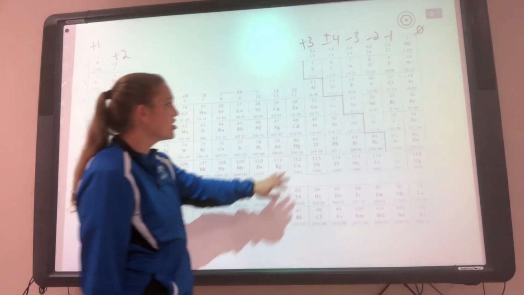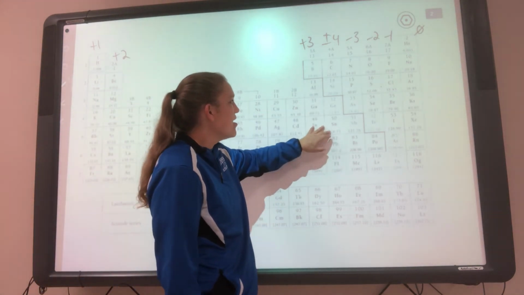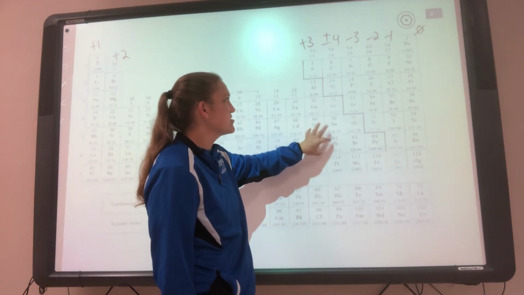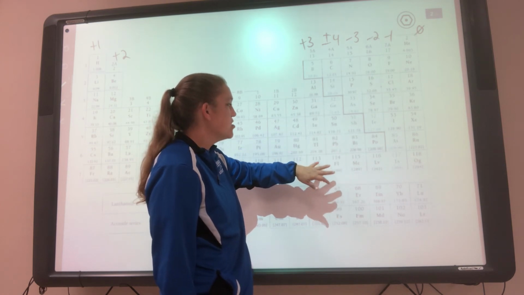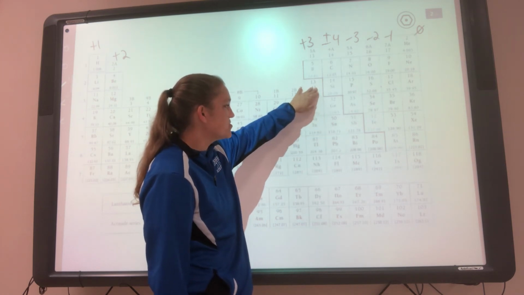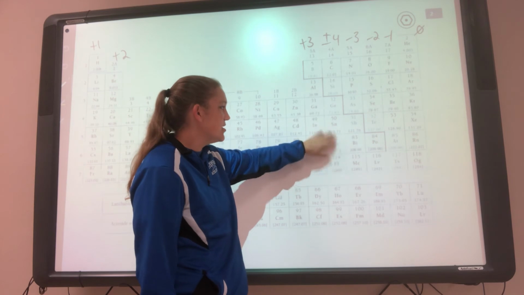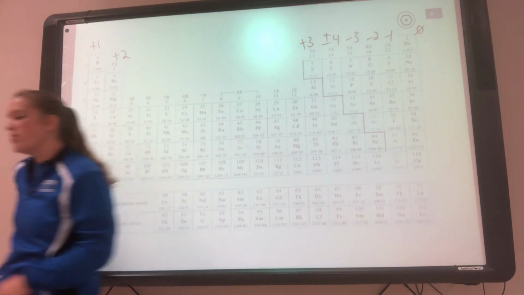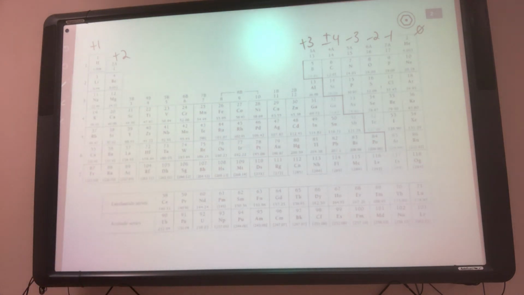Over here, in these columns, some of them are invariant, some of them are variant, okay? So it depends on which one. Aluminum is always a +3, but tin and lead can change. So it depends on which one we're talking about, okay?